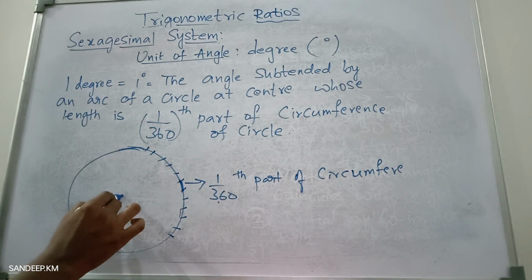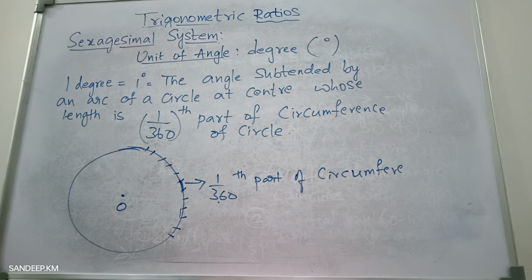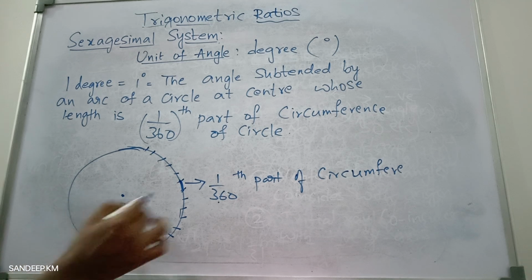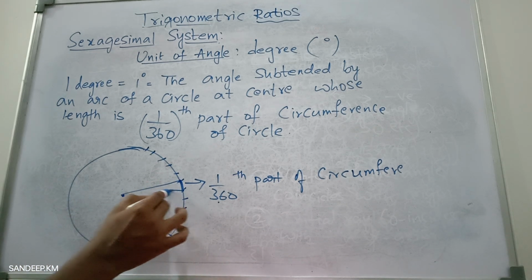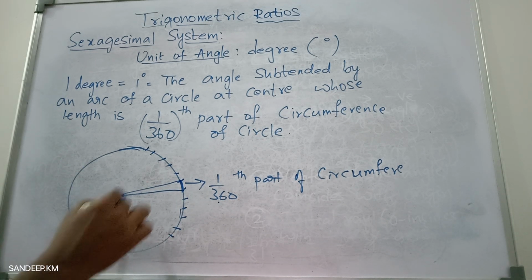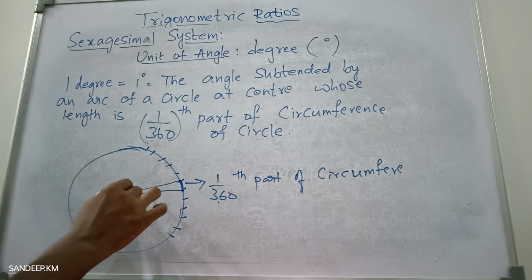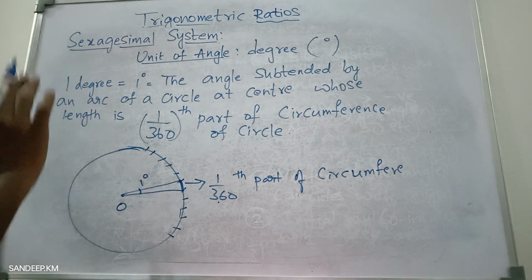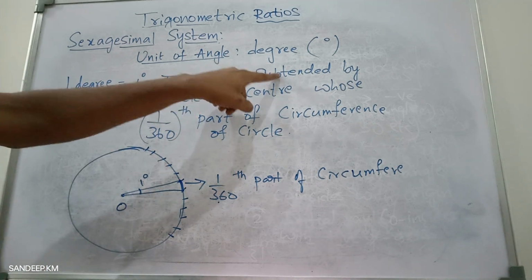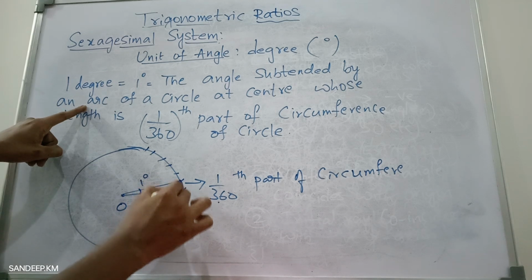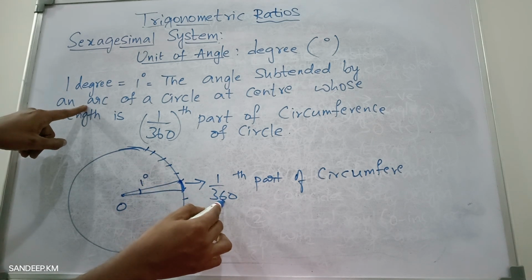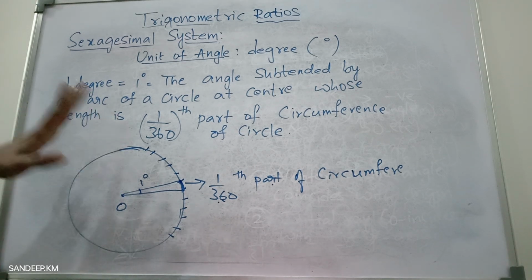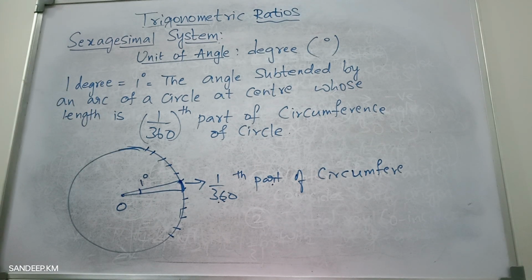Now consider the center of the circle and the angle subtended by this arc at the center of the circle. Such an angle is called 1 degree. So that is the meaning of this particular definition: the angle subtended by an arc whose length is 1 by 360th part of the circumference of the circle. Such an angle is 1 degree. You got it?